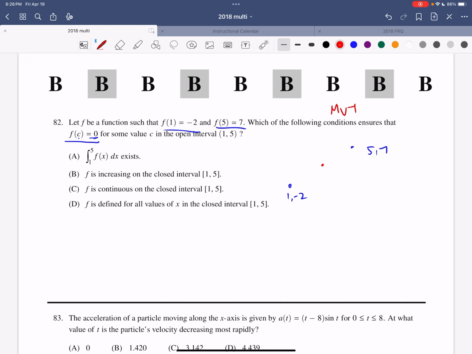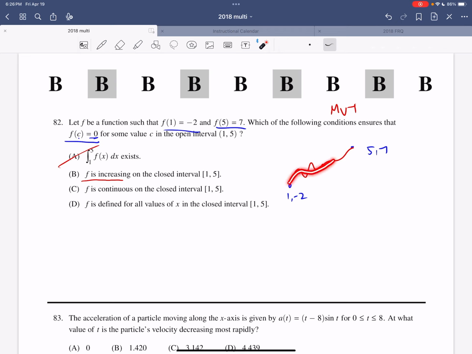So when you have a graph here, I don't know how the graph looks, but at a certain point the y value is going to be equal to 0, which means what we are looking for is that it should be continuous. That's what we are looking for. So here, from 1 to 5, the antiderivative of f, the area under the curve, exists. Nobody cares about this because that does not ensure that it's going to be 0, so that's not the truth.